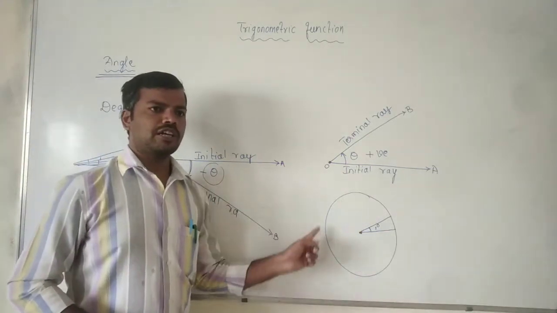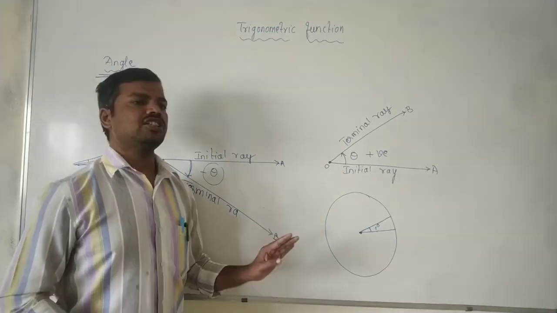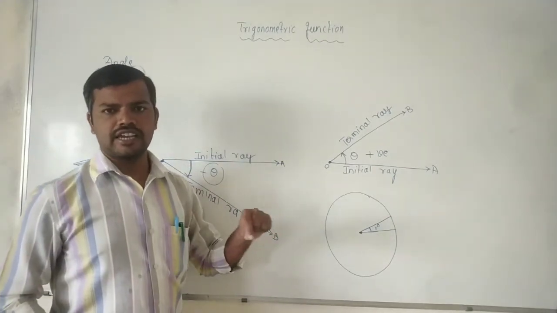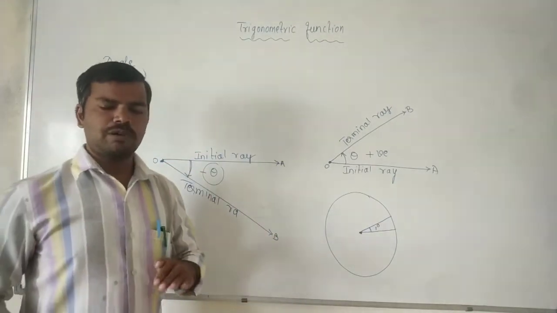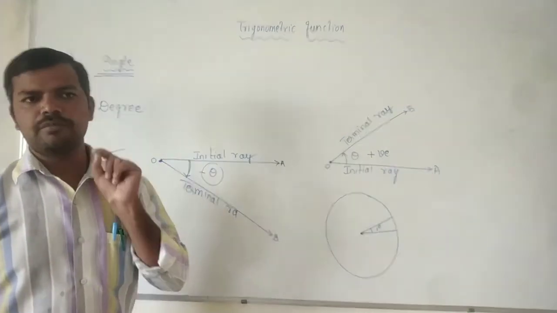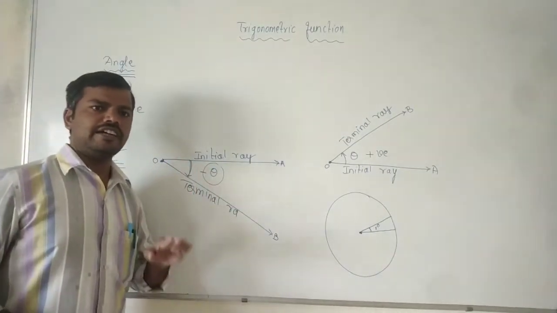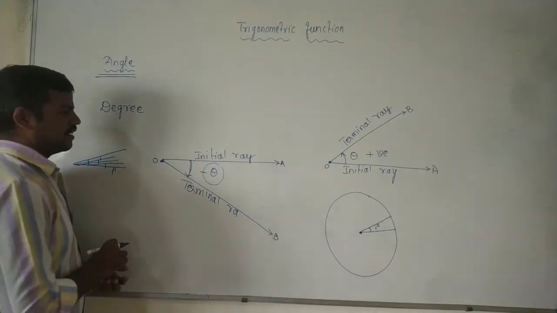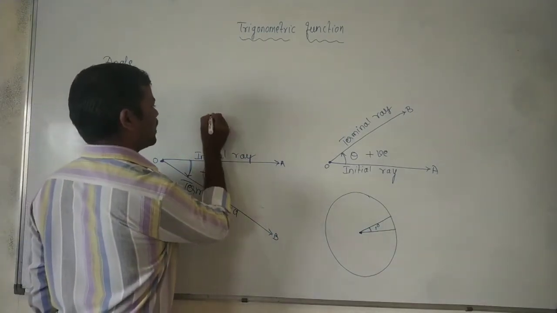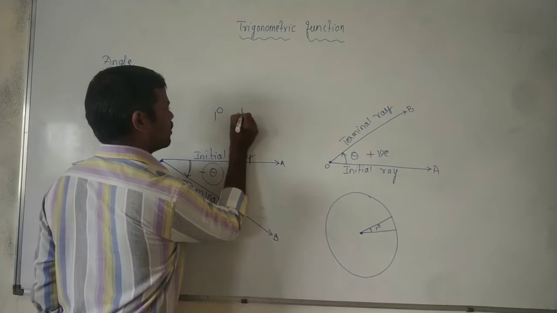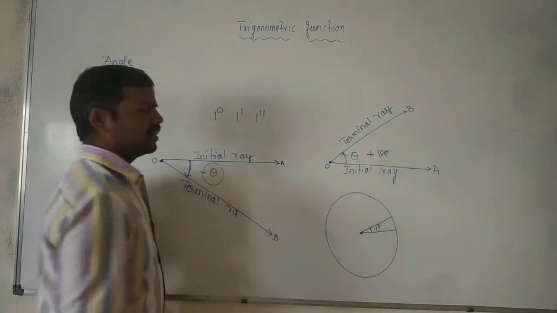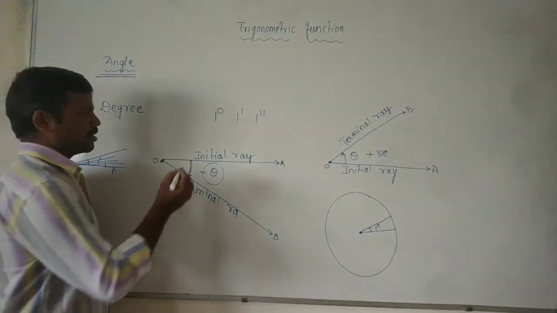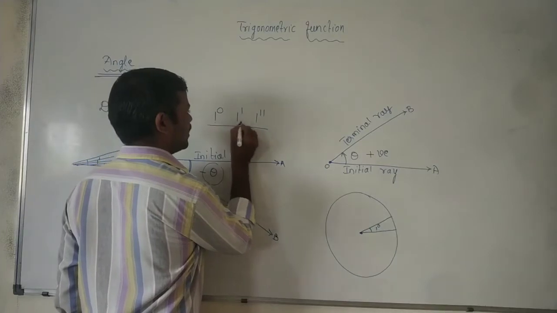A complete rotation is divided into 360 equal parts. Each part is called 1 degree. This 1 degree is again divided into 60 equal parts, and each part is called 1 minute, and again this 1 minute is divided into 60 equal parts, and each part is called 1 second. And how we write that: 1 degree, 1 minute and 1 second. This is a way of representing a degree measure. So in degree measure, three come: degree, minute and seconds.